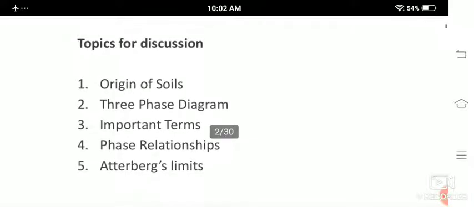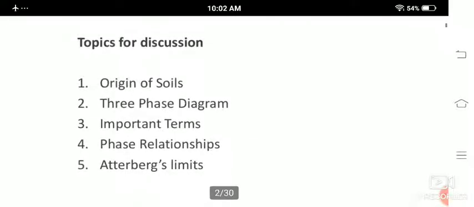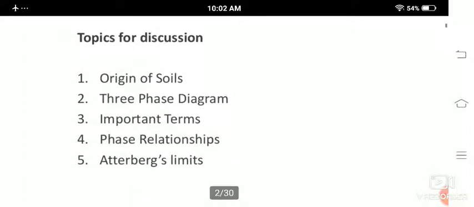And next is the three phase diagram. How the soil is divided into three phases, and this is an imaginary diagram which we are going to learn regarding our soil, and the important terminologies like void ratio which are present in the soil, those terminologies we will be studying. And the phase relationships: what are the phases we have, and how they are related, like air, water and solids present in the soil. We will be taking their relationship into consideration also.